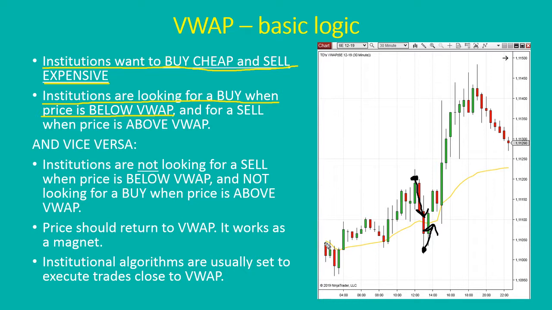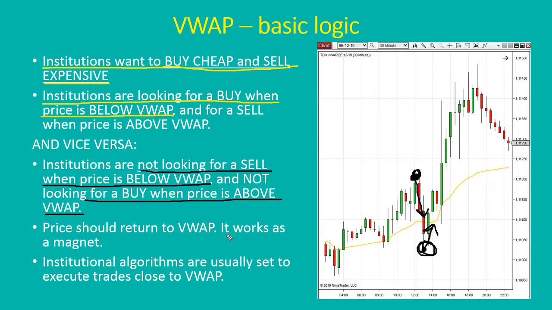All right, institutions are always trying to trade around the VWAP. They are not looking for a sell when the price is below VWAP. That would be in here. And they are not looking for a buy when price is above VWAP. So they are not looking for a buy when the price is in here. All right? That's the basic logic behind VWAP and how institutions work.